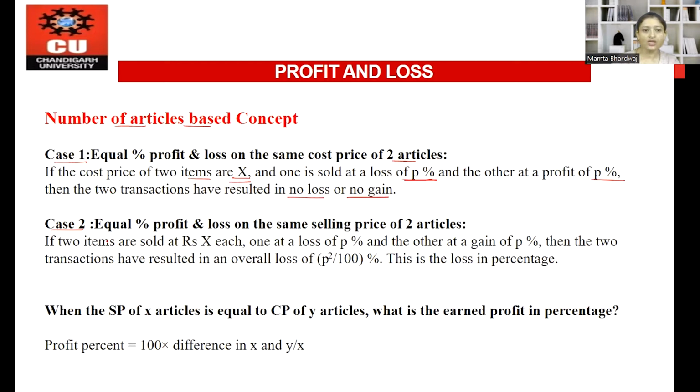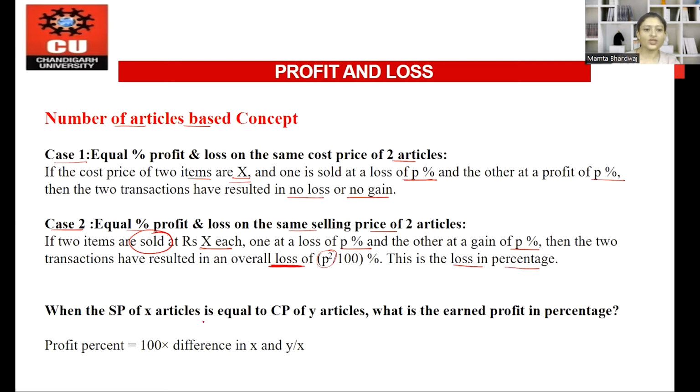And case 2, equal percentage profit and loss on the same selling price of two articles. So if two items are sold at rupees X each, here the selling price of the two items is given to us as X. One sold at a loss of P% and the other at a gain of P%. Then overall there is always loss. And how can you find out the loss percent? So loss percent will be equal to common loss or gain. Here we assume the common loss or gain as P. So it will be P square by 100%. So this is the overall loss in percentage.